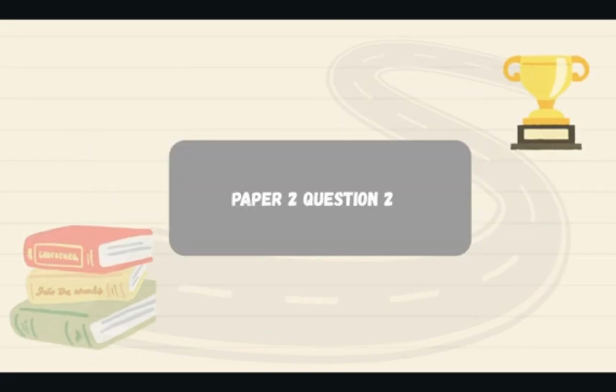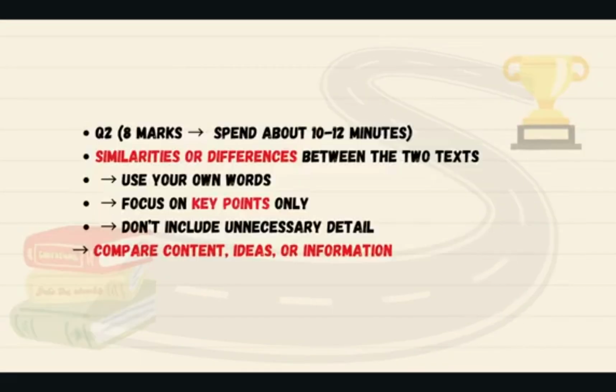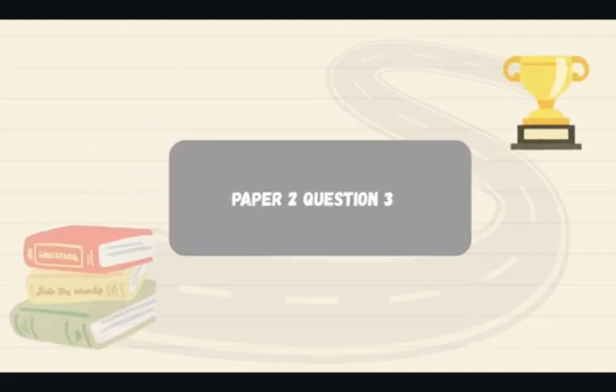Paper 2 question 2 is worth 8 marks, and you have to spend about 10 to 12 minutes on this question. You have to look at similarities or differences between the two texts and use your own words and focus on key points only. So you are directly picking out the key concepts from each source and comparing or contrasting them using the quotes. You don't include unnecessary detail, and again you compare the content, ideas or information in both texts.